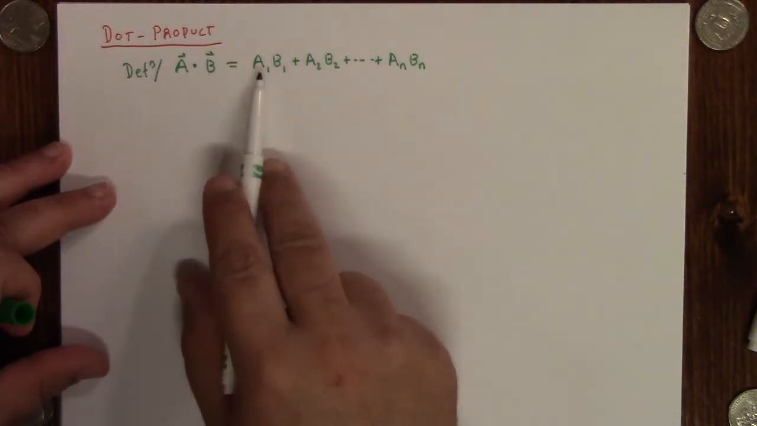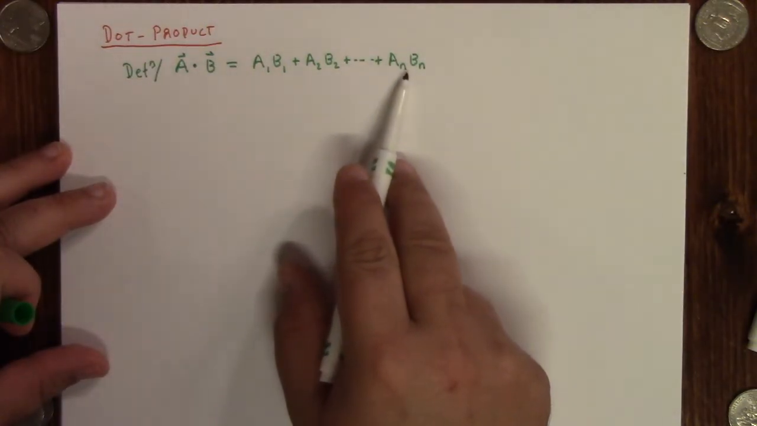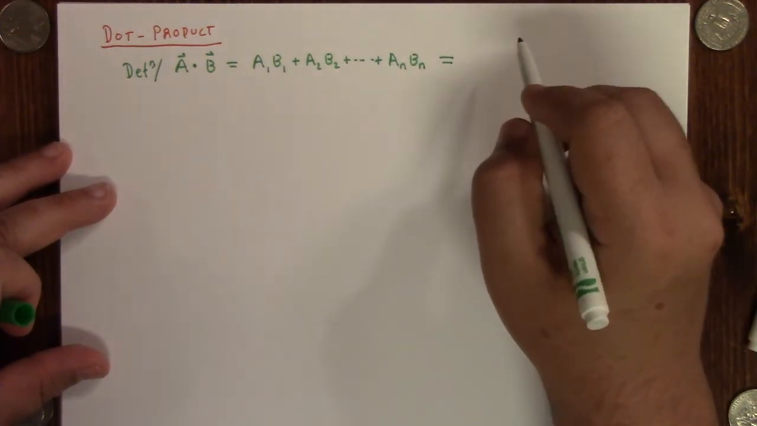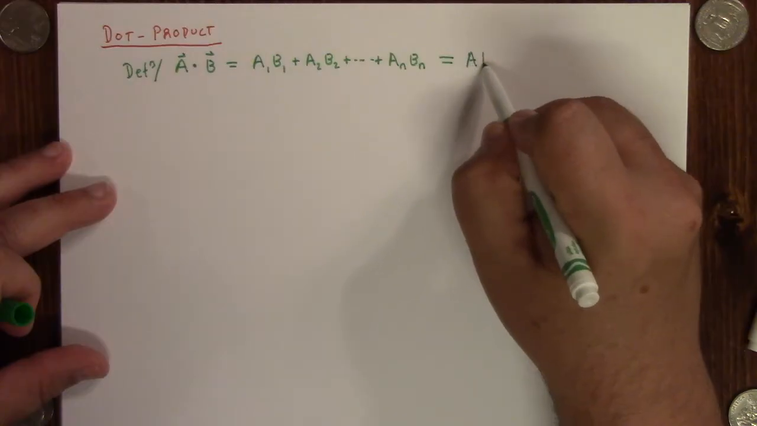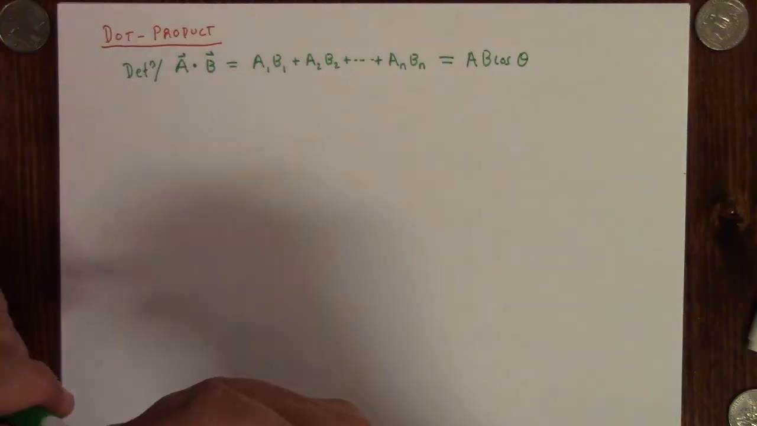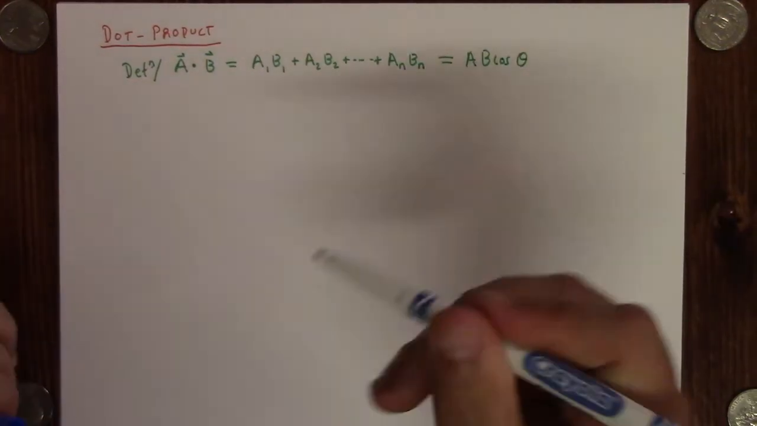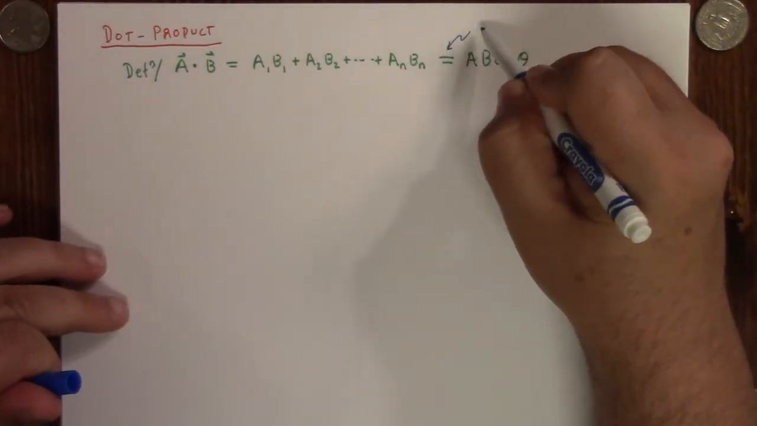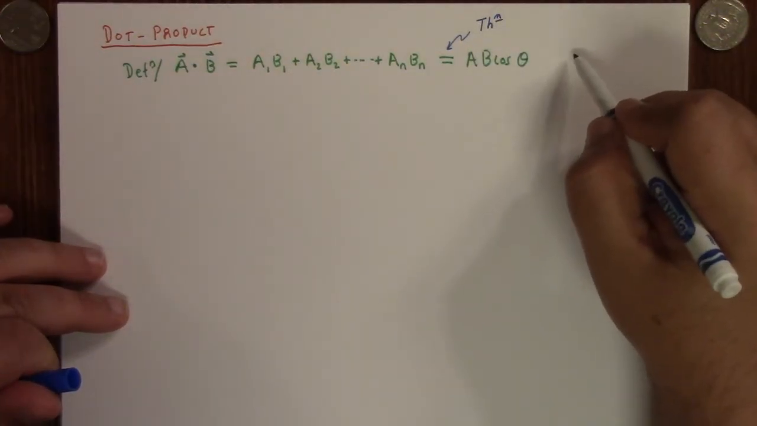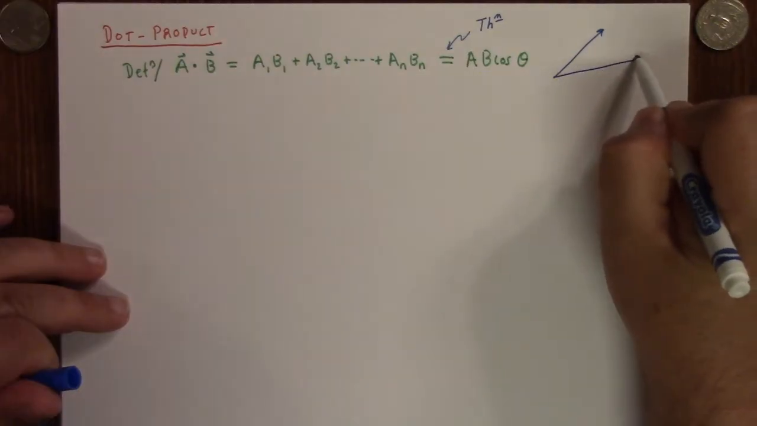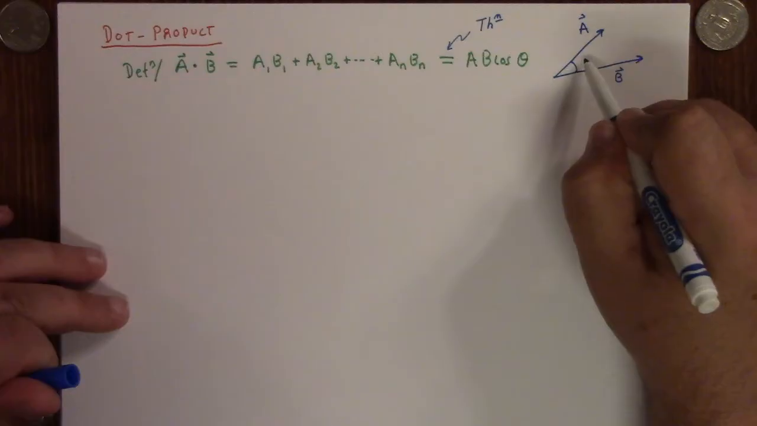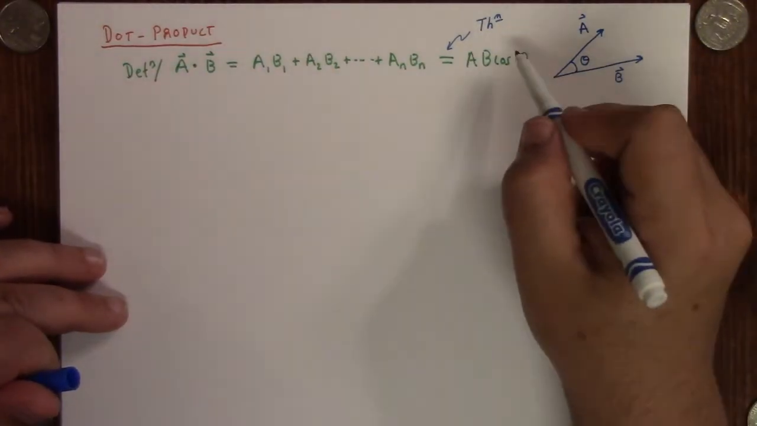Okay, so A dot B is A1 B1 plus A2 B2 plus up to An Bn. There is a non-trivial theorem which says that this is equal to the length of A times the length of B times the cosine of the angle between them. That is not obvious. This is a theorem which takes me a couple of pages to prove in the notes. Here's the picture: if this is A, this is B, the angle between them is theta.